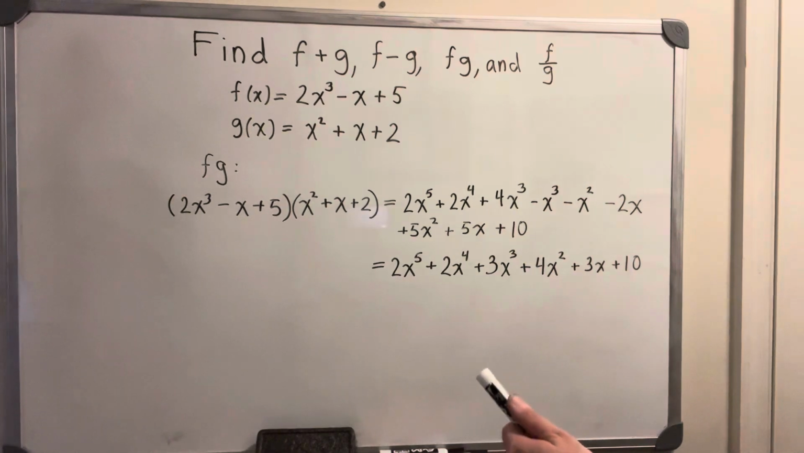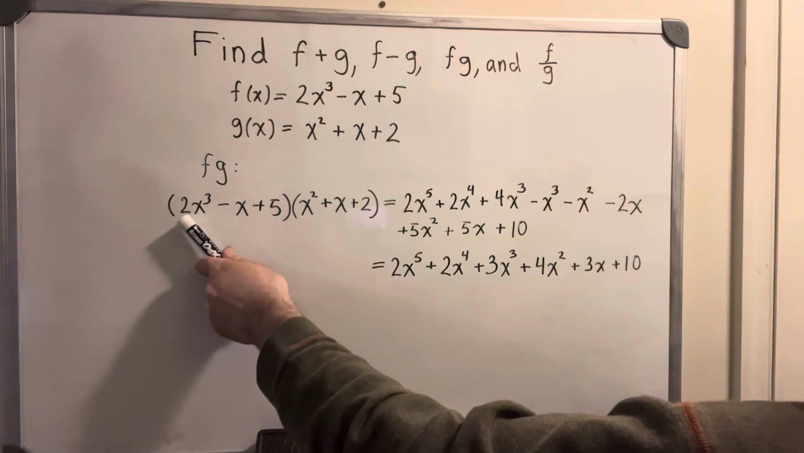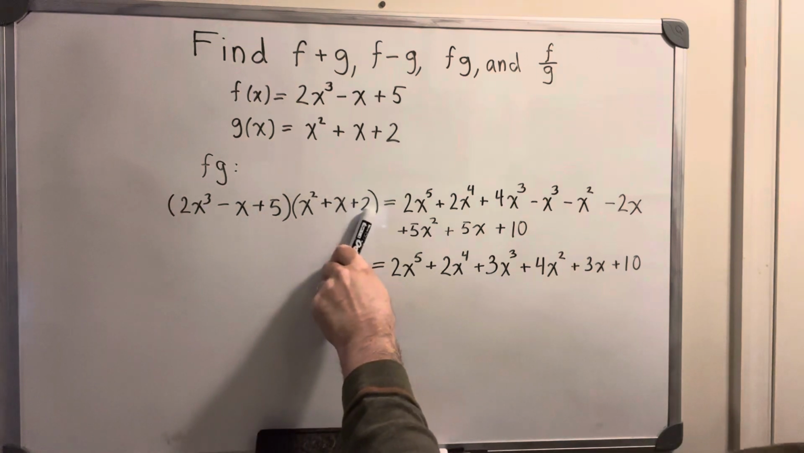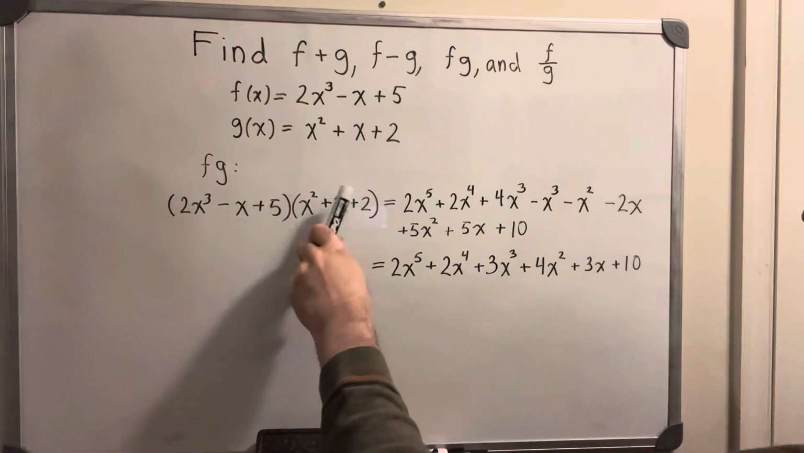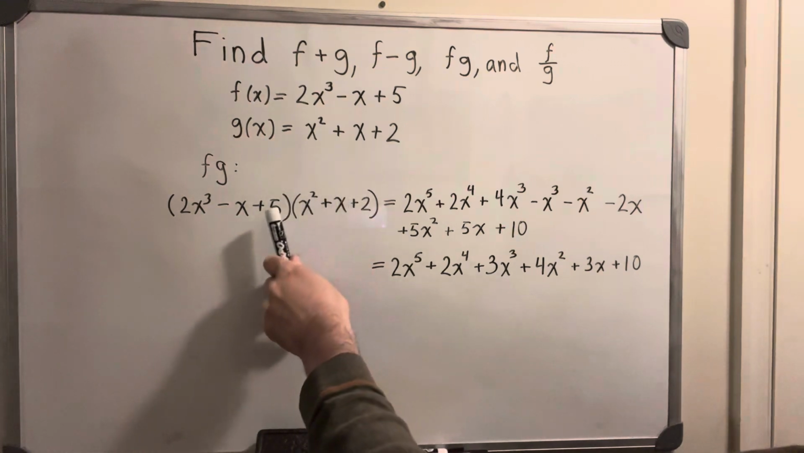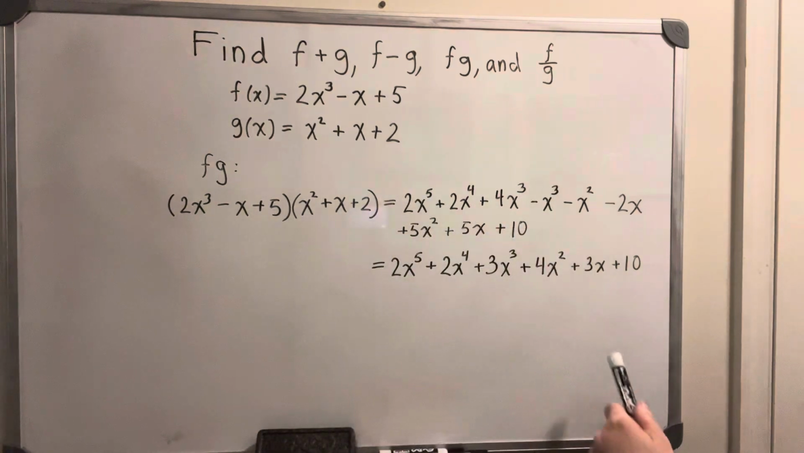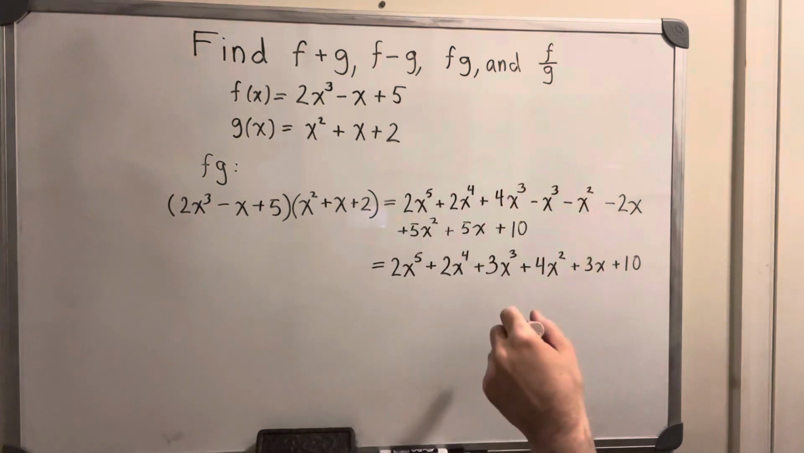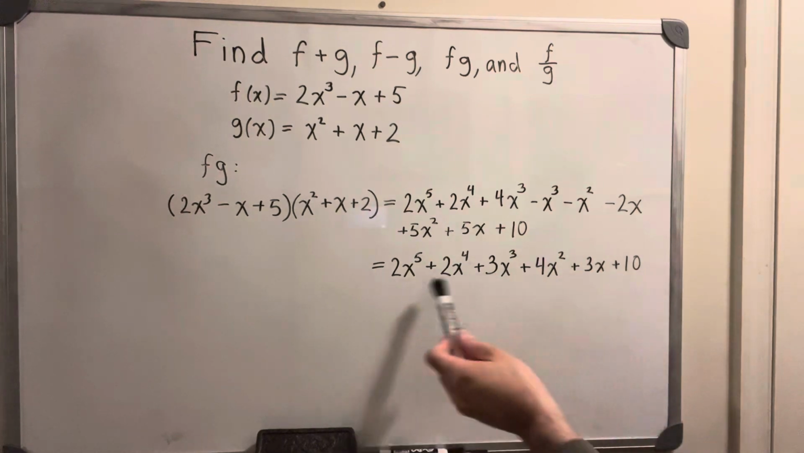So my strategy is to start with the first term and multiply it by each one of these, then move on to the second term and multiply it by each of these, and the third term by each one of these, and then find the like terms, group them. This is my final answer.